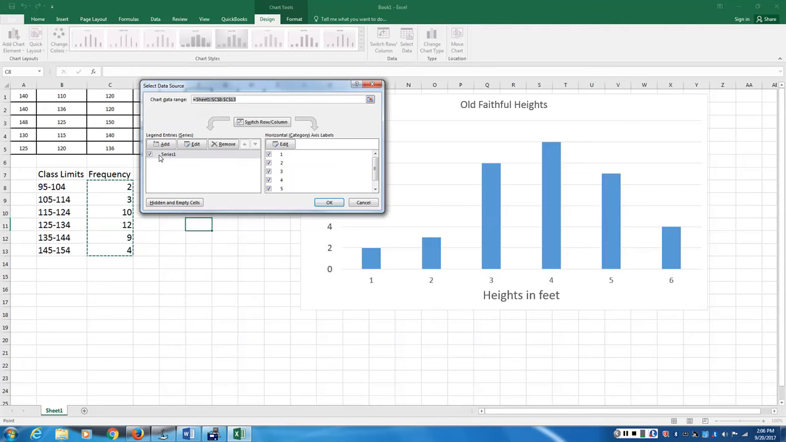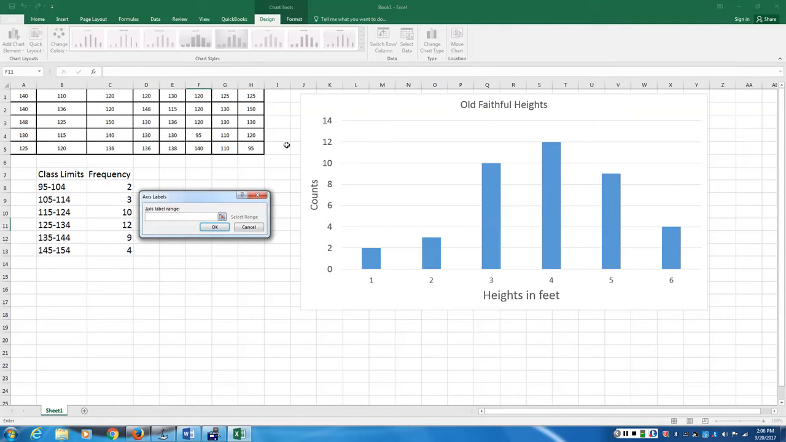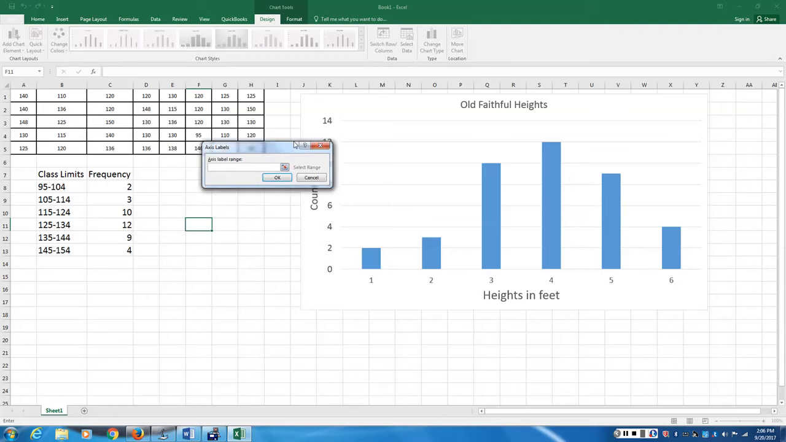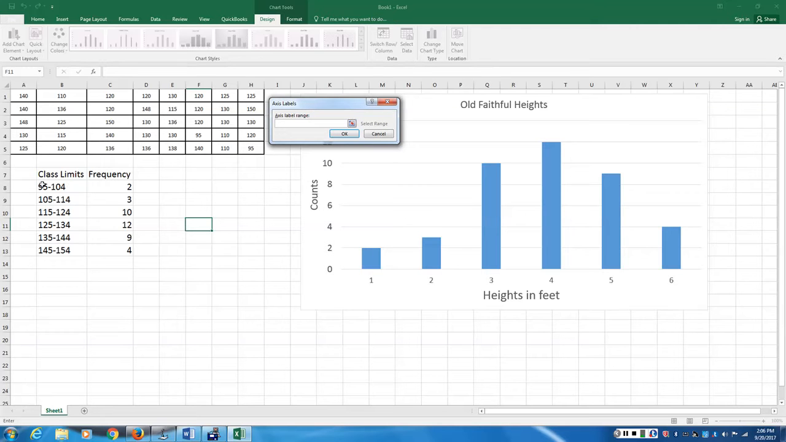Right now, this is fine. We want that to be exactly what it is because that's the heights of the bars. But what we want over here is not 1, 2, 3, 4, 5. What we want is to click the edit button and then click and drag on your class limits to select all your class limits. And notice that when you do that, it immediately puts the class limits underneath all the bars.